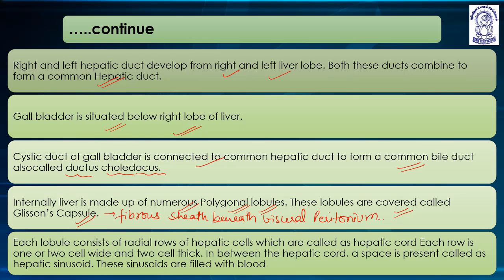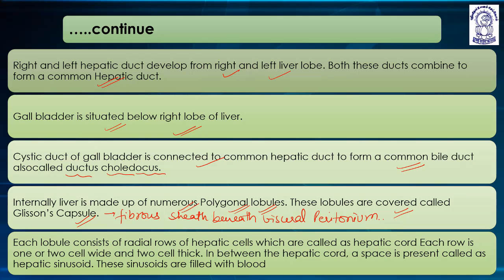This fibrous sheath beneath the visceral peritoneum is known as what? Glisson's capsule, which covers the lobules of the liver. It surrounds the lobes and the lobules of the liver. The liver is further made up of the right lobe and the left lobe, as already discussed.